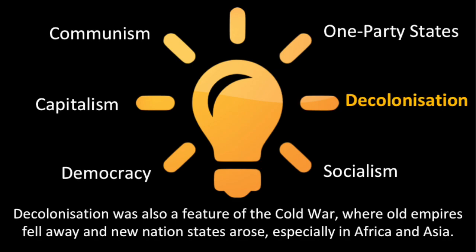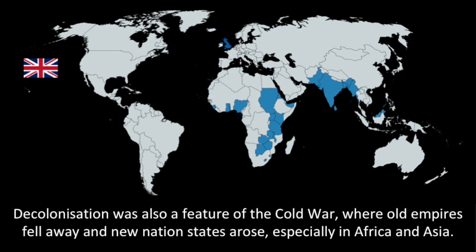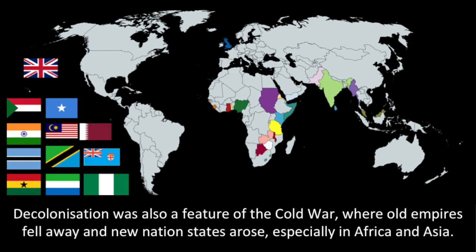Decolonisation was also a feature of the Cold War, where old empires fell away and new nation-states arose, especially in Africa and Asia. If you want to revisit these ideas in more depth, check out Lessons 1, 2 and 3, or Lesson 11, where we summarise these ideas together.